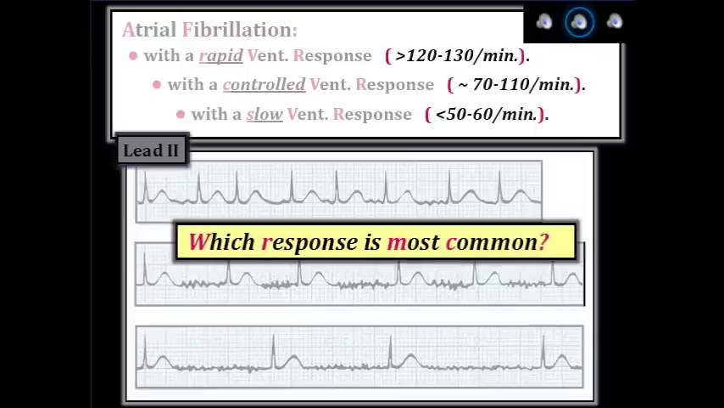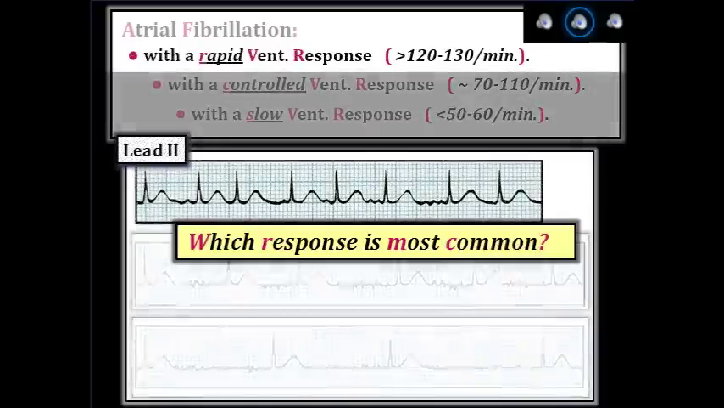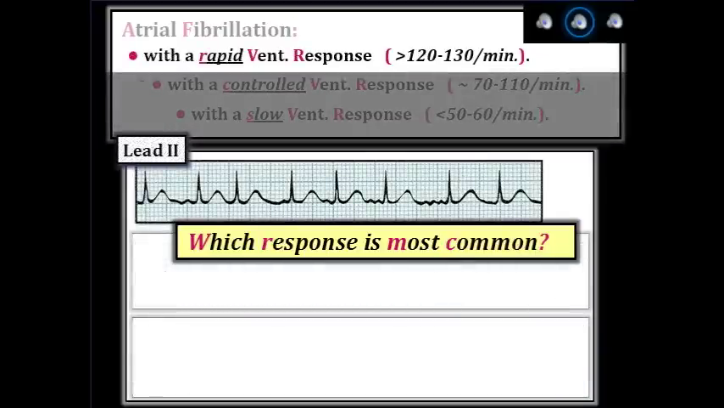Question: which ventricular response to new onset AFib is most common in clinical practice? The answer, by far, is that new onset AFib is most likely to present with a rapid ventricular response. This is important clinically because treatment decisions depend upon the relative rate of the ventricular response. When the response is rapid, as seen here, then treatment priorities center around slowing the rate.